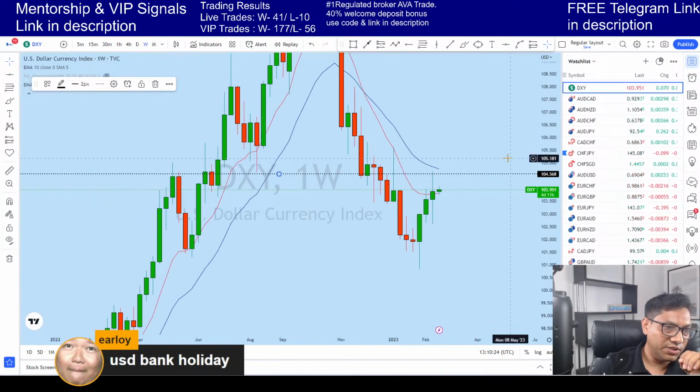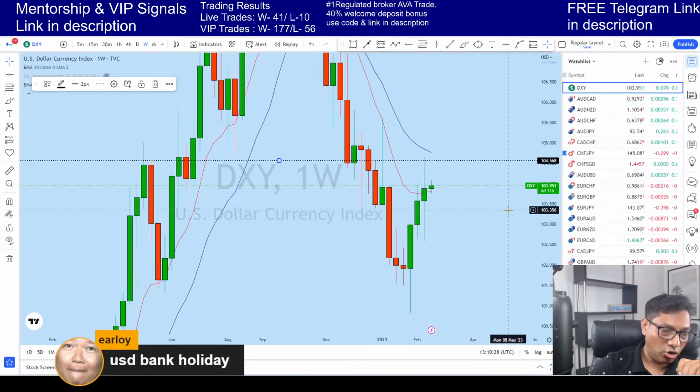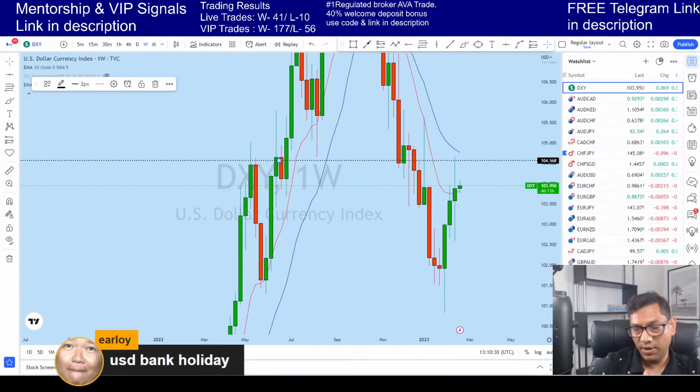If I look at the weekly perspective, this is what I was talking about, that there is a doji here and there is a liquidity gap. Let me look at the chat, how many of you responded about the liquidity gap. Let me know about the liquidity gap so that I can clarify it and then move forward.